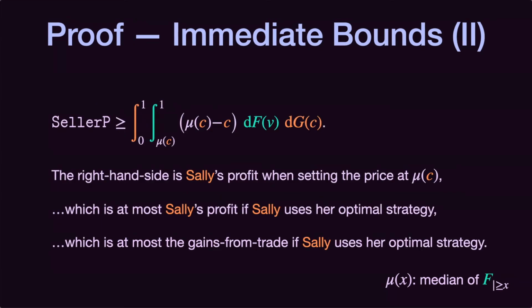And for seller's pricing mechanism, we can write this inequality, where the right-hand side is Sally's profit when she always sets the price at μ(c). This quantity is at most Sally's profit if Sally uses her optimal strategy. And that, in turn, is at most the gains from trade if Sally always uses her optimal strategy, because the gains from trade equals Sally's profit plus Bob's net utility, which is non-negative.